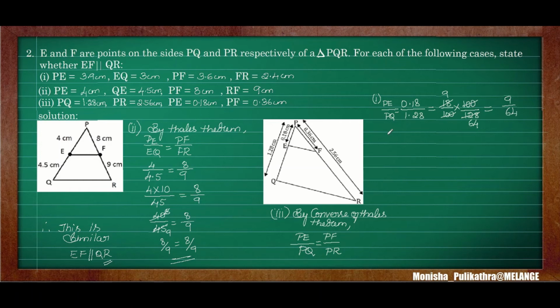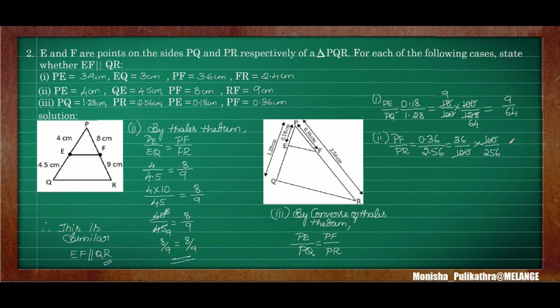So I will take the second ratio, PF by PR. The value of PF is 0.36 divided by PR, which is 2.56. Again we need to take out the decimal point. It will become 36 by 100, since 2 digits are after the decimal point. Here also 2 digits are after the decimal point, therefore 100 by 256. So the 100s cancel each other.